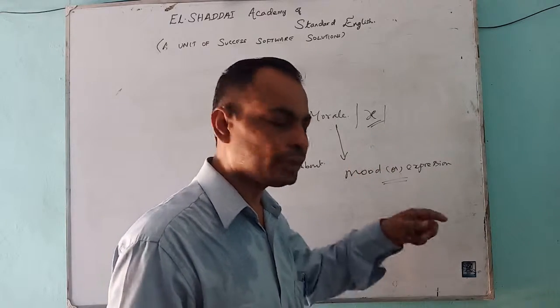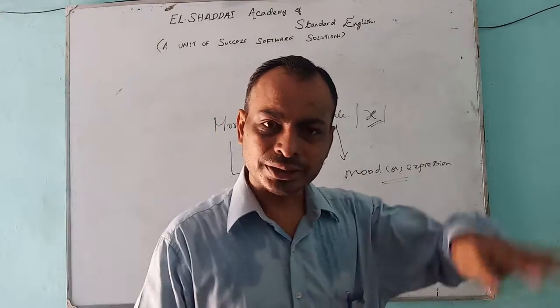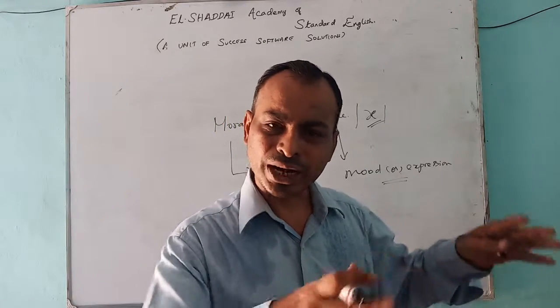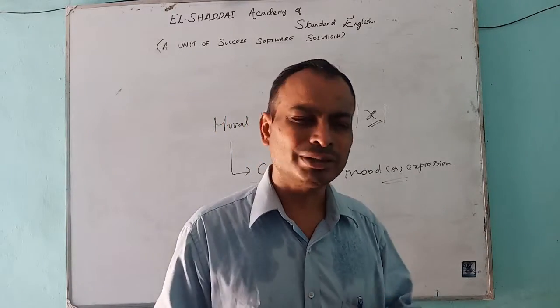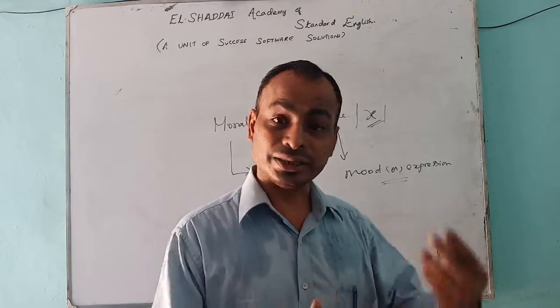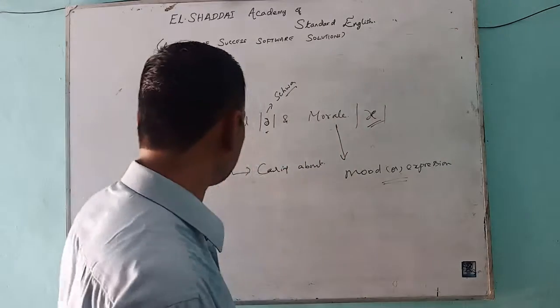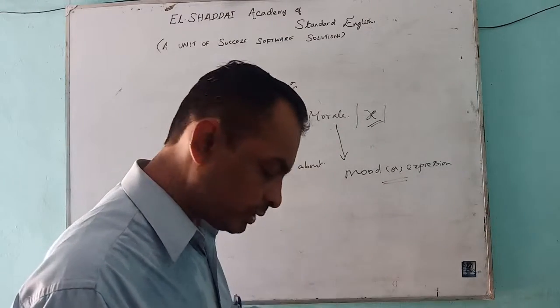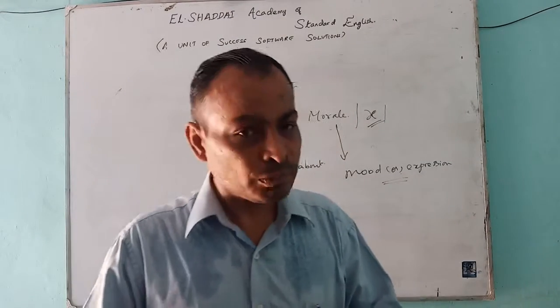Morale of the entire class is low. That means the entire class's morale is low. அதாவது அவங்க படிக்கிற மூட்ல இல்ல, because the excursion was cancelled. Okay, so this is the difference, moral and morale. Clear? So we learned about beside and besides and moral and morale.